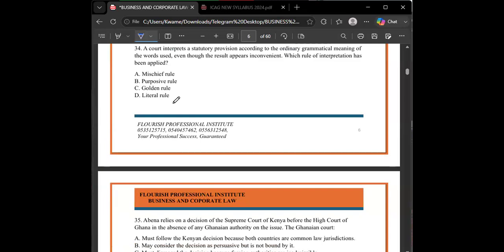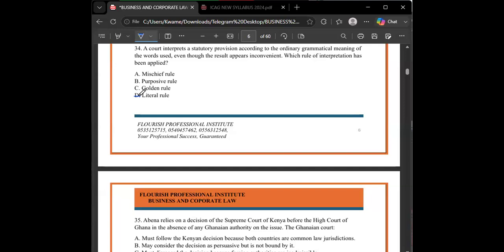Question 34. A court interprets a statutory provision according to the ordinary grammatical meaning of the words used, even though the results appear inconvenient. You say literal. Yes. The court is deciding to still go by the grammatical meaning. So that's literal rule.